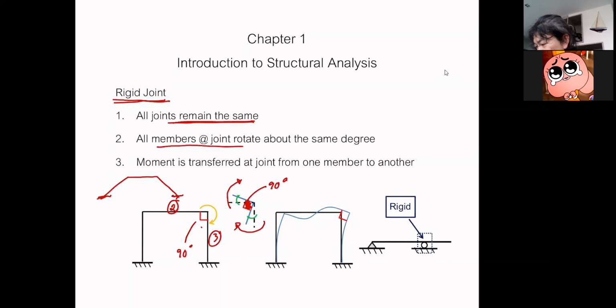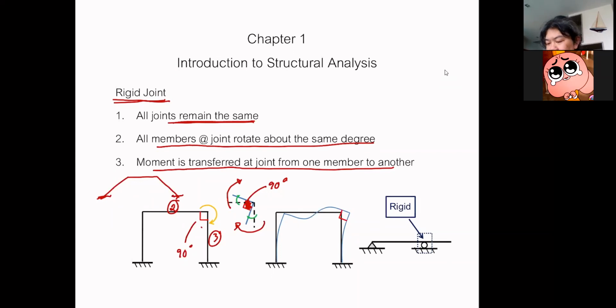Okay, so which is the second one? The members will rotate about the same degree, and therefore if it is rigid and it rotates, that means the moment can be transferred from one member to another, and chances are pretty close to 100%. When you have a rigid joint, you will always have moment at the joint.